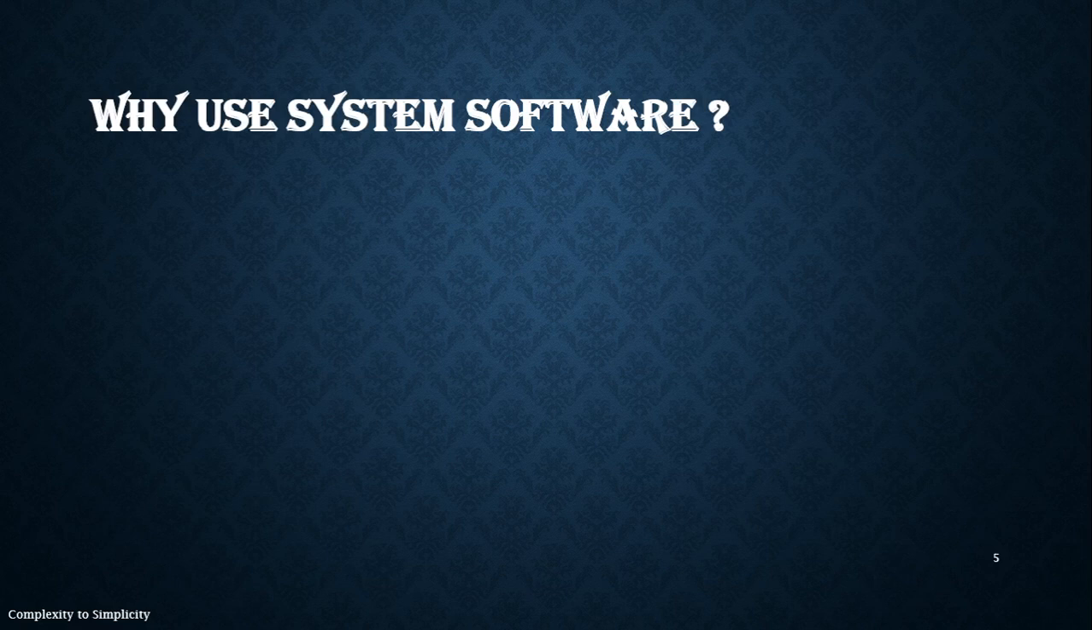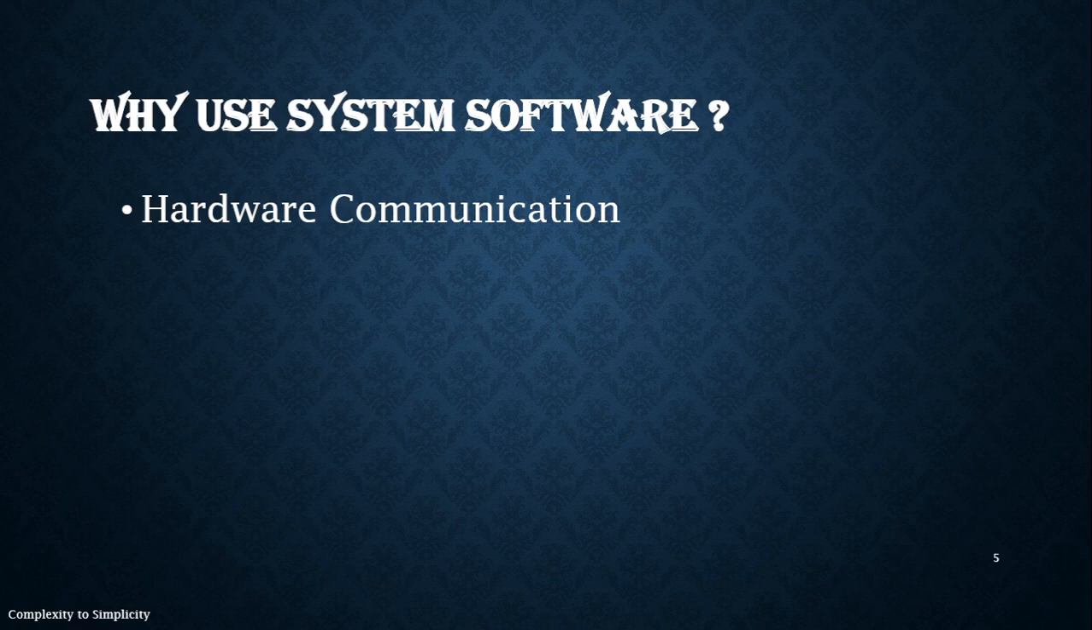So there are some of the factors onto which we can answer this question very well. Number one in this is hardware communication. Hardware communication means that the system software serves as an interface between the hardware and the software components of a computer, enabling them to communicate and work together. Second, resource management. System software manages resources such as memory, CPU usage, we can say storage, optimizing their utilization and ensuring that the system operates efficiently.